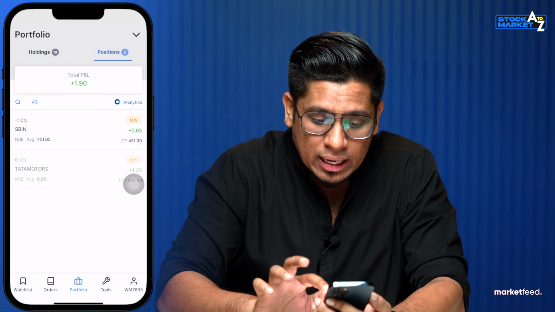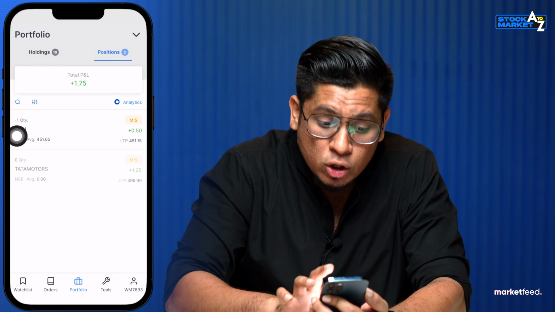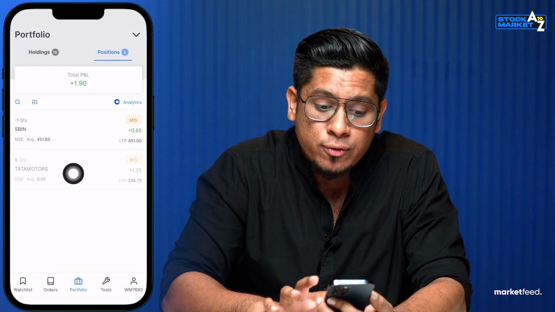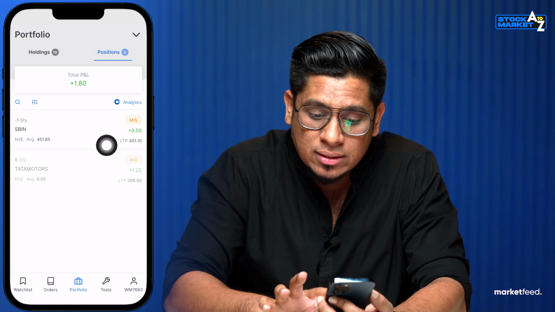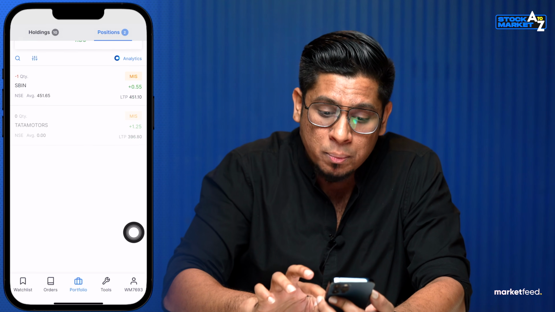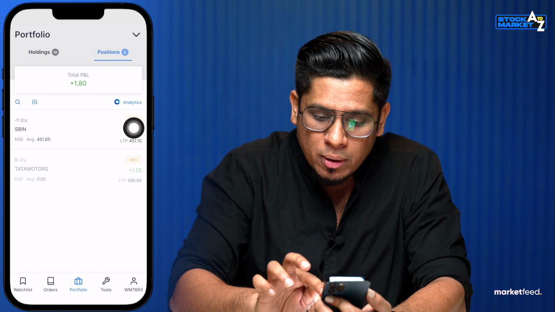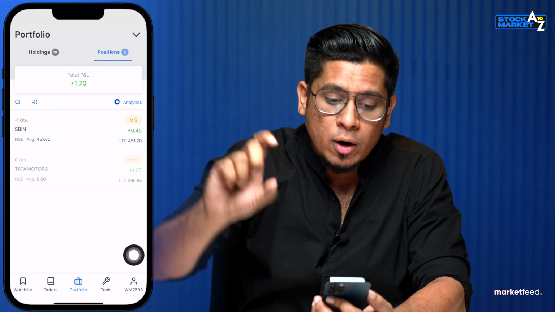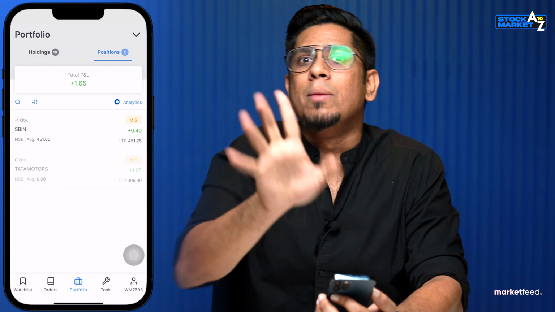So in this short selling trade, see, quantity is -1 because you have sold it. The average price at which I have sold this is 451.65 and now the current price is 451. It has moved down by 65 paise. So I'm seeing a 65 paise profit here, right? It moved down by 55 paise. I'm seeing a profit of 55 paise. If it moves up from 451.65, if it goes to 452, I'll be seeing loss.